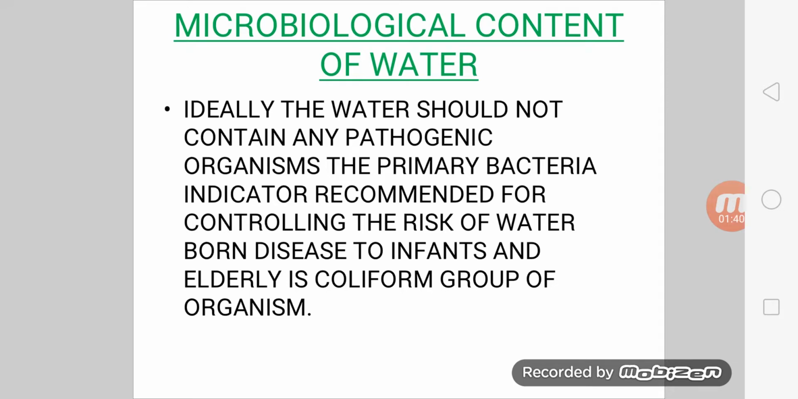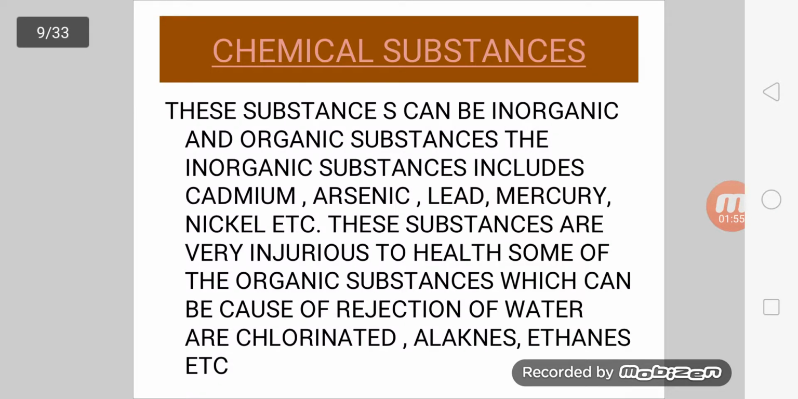Microbiological content of water. Ideally, the water should not contain any pathogenic organisms. The primary bacterial indicator recommended for controlling the risk of waterborne disease to infants and the elderly is the coliform group of organisms. Chemical substances. These substances can be inorganic and organic. The inorganic substances include cadmium, arsenic, lead, mercury, nickel, etc. These substances are very injurious to health.